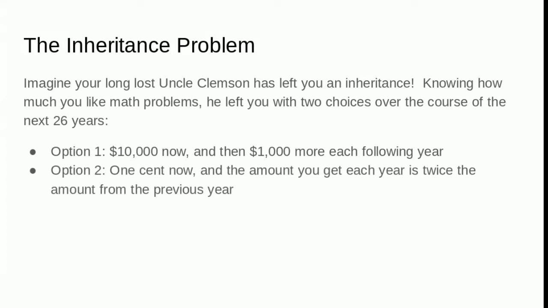Option two, you get 1 cent now, and the amount you get each year is twice the amount from the previous year. So that means next year you'd get 2 cents and then 4 cents and then 8 cents. And I want you to go ahead and think about what your gut tells you you'd choose. It might kind of seem obvious right now, but we'll get to thinking about that through this problem.